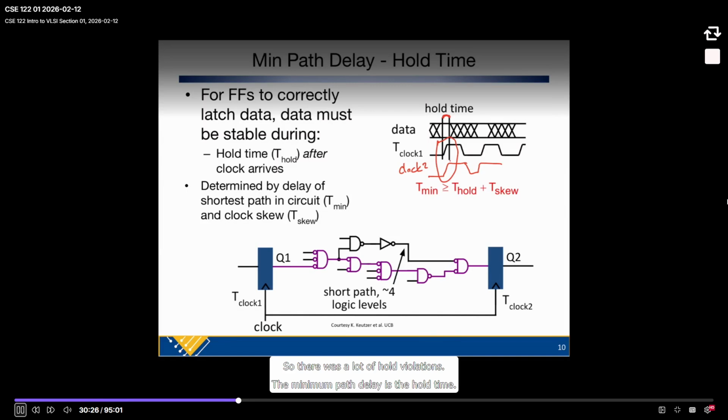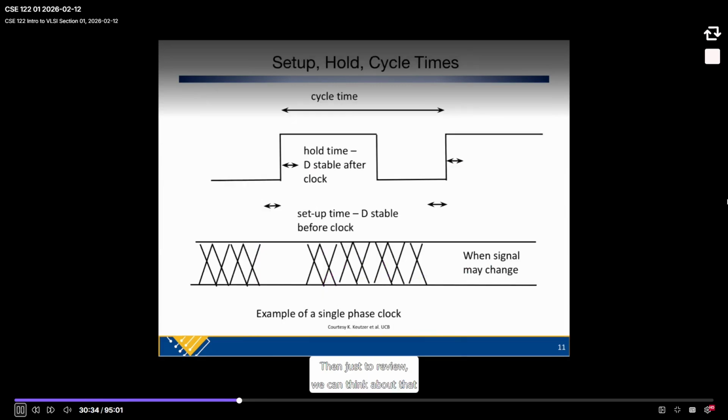So there's a lot of hold violations. Now, the minimum path delay is the hold time. Just to review, we can think about that as a window where you have setup time before the clock edge, like here, and hold time after the clock edge here, and you want the signal to be stable around the window. So setup time, hold time, setup time, hold time, every clock edge.